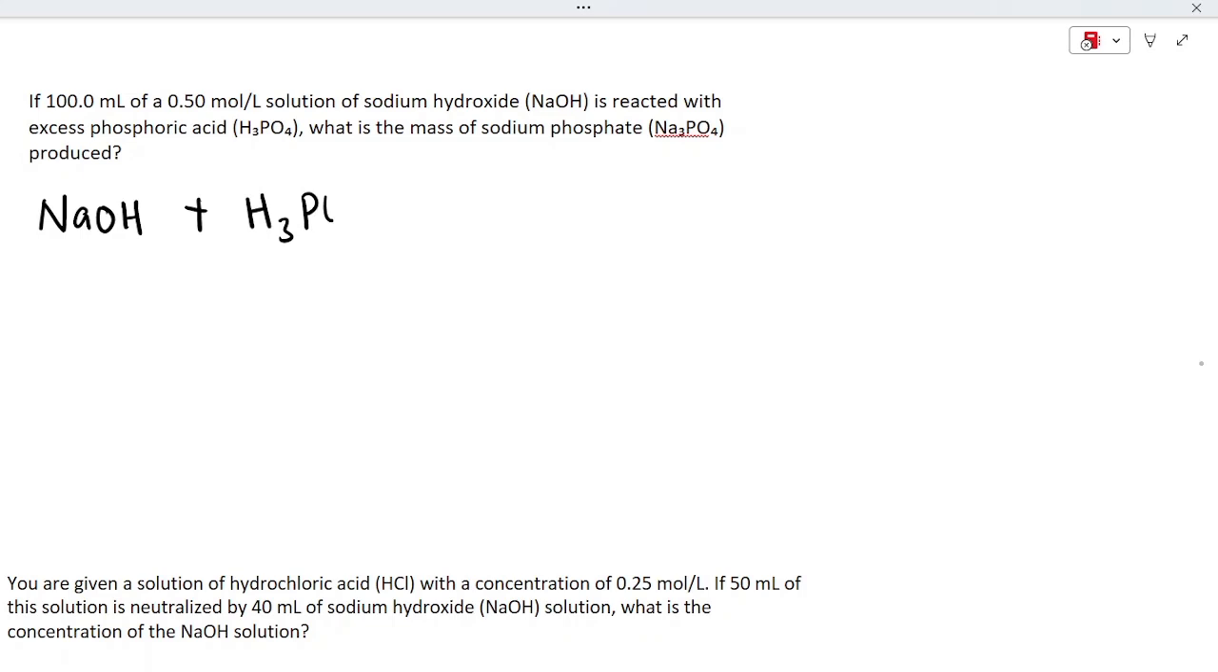Again, you can see in the question, we are told that phosphoric acid is in excess. So our limiting reagent is sodium hydroxide. That means sodium hydroxide is what we are going to use to make our calculations. Now in this case, an acid reacting with a base will give us salt and water. Always remember, you need to get their proper formulas.